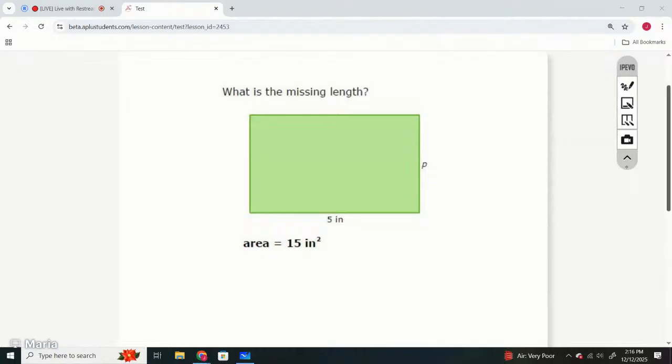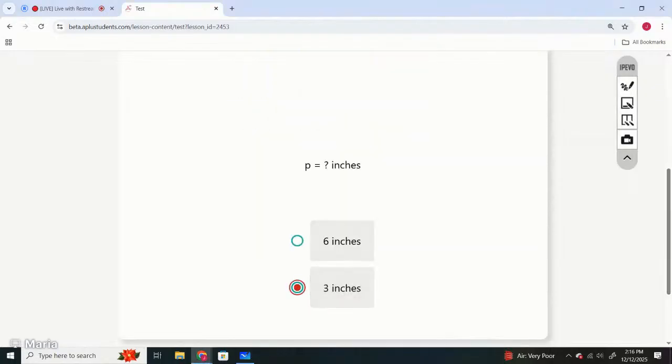P is equal to 3 inches. The correct option is option number 2. That is 3 inches.